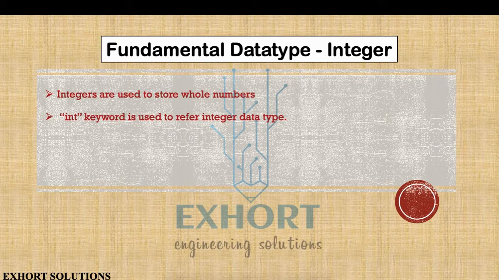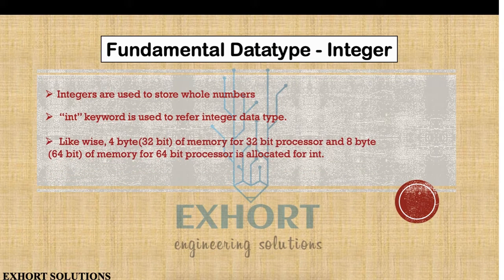Now the storage size of int data type is 2 or 4 or 8 bytes. It depends on machine to machine. Like if we are having a 16-bit processor, it will be allocated 2 bytes of memory, that is 16 bits, and 1 byte is equal to 8 bits. This is important, that 1 byte is equal to 8 bits. Likewise 4 bytes is 32 bits of memory for a 32-bit processor and 8 bytes gets 64 bits of memory for a 64-bit processor allocated for int.